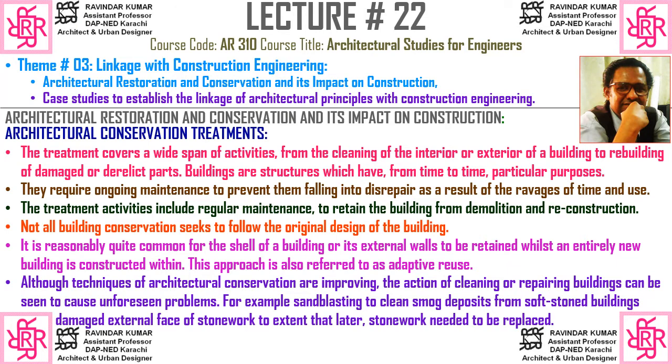Although techniques of architectural conservation are improving, the action of cleaning or repairing a building can cause unforeseen problems. For example, the sandblasting that is done to stone to clean the smog deposit from soft stone buildings damaged the external face of the stonework to the extent that later the stonework needed to be replaced. So sandblasting, which is basically there to improve the facade or make the building cleaner, sometimes causes unforeseen damage and the elevation needs to be removed. So great care is required during architectural conservation treatment, and a focus should be given to architectural conservation.